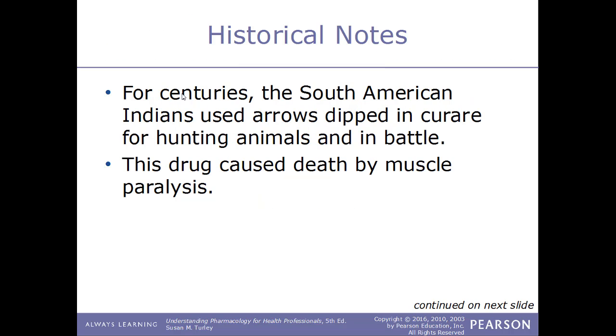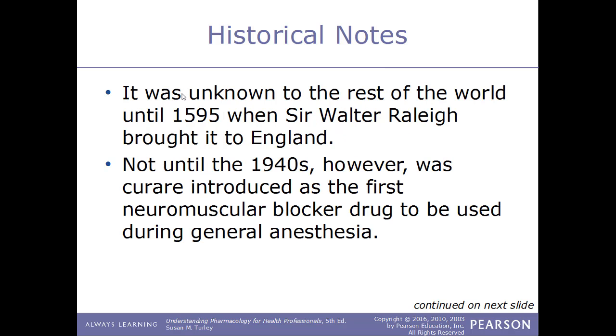Now we'll have another historical note. For centuries, the South American Indians would use arrows dipped in the drug curare for hunting animals and also in battle. This drug would cause death by muscle paralysis. It was unknown to the rest of the world until 1595, when Sir Walter Raleigh brought it to England. Not until the 1940s, though, was curare introduced as the first neuromuscular blocker drug to be used during general anesthesia.